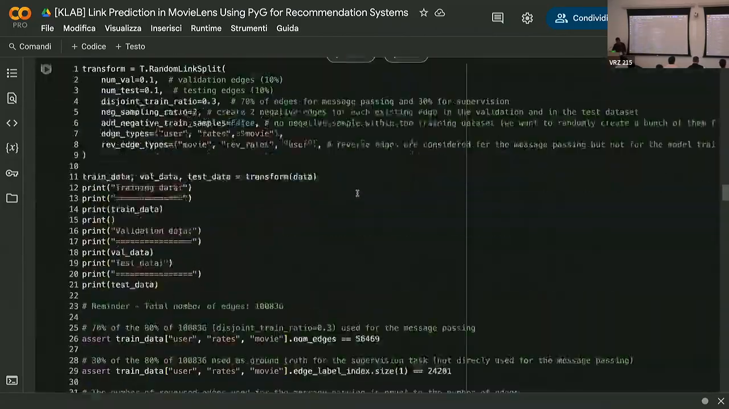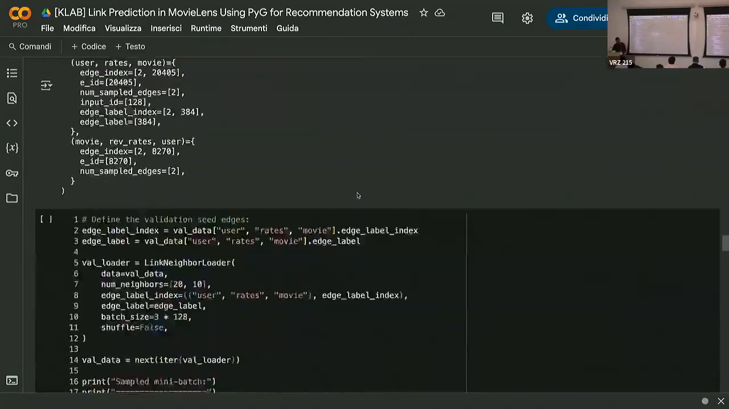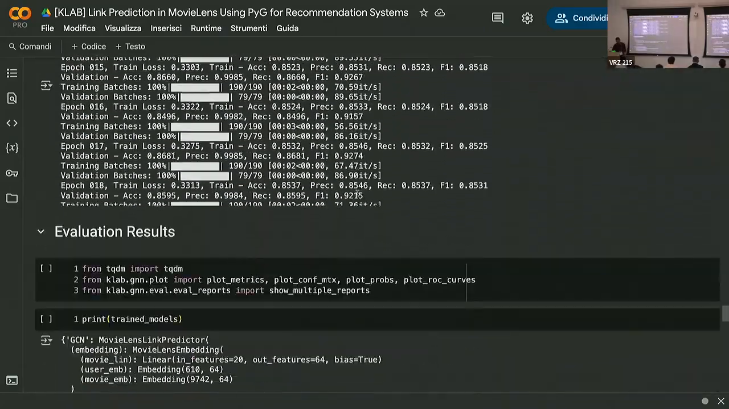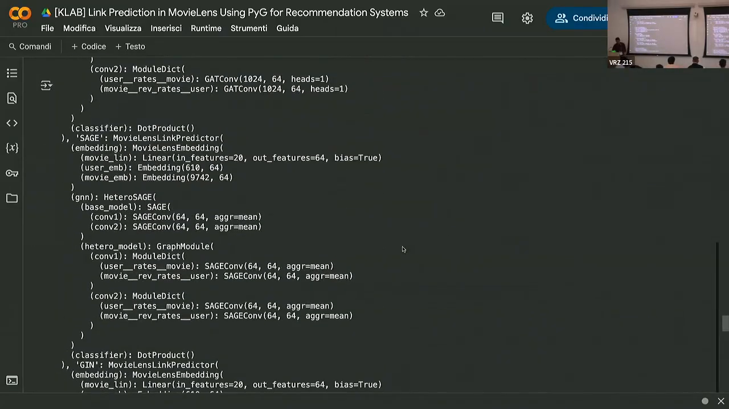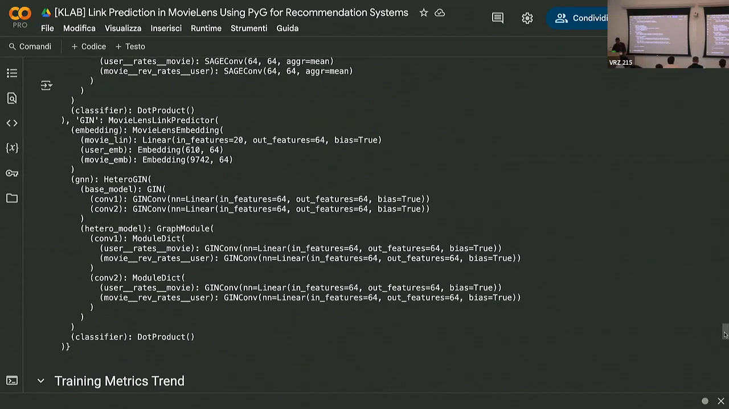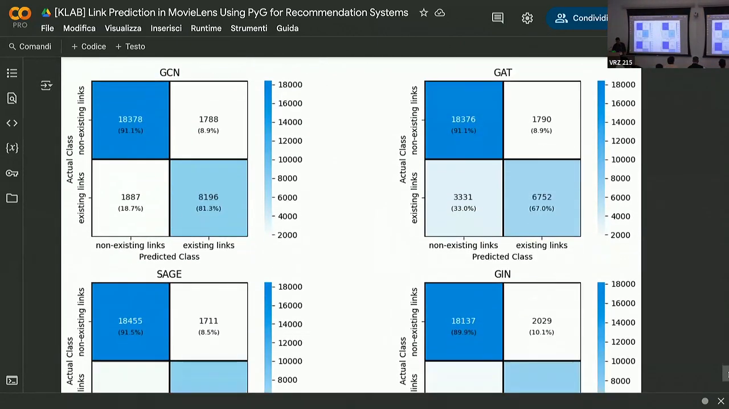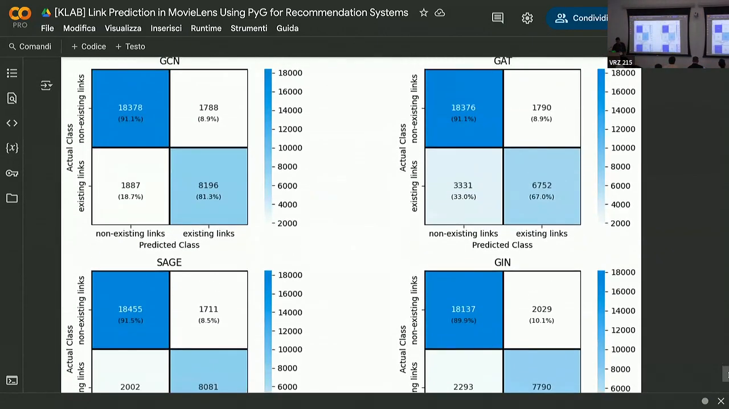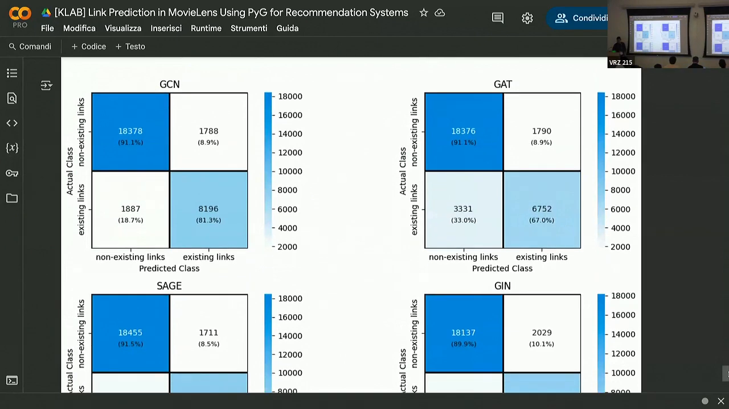You can have a look at the code for the training. I would like to go on the final results, again on the confusion matrices. And you can see that if your final objective is to predict if a user will like the movie, we should consider this quadrant. So basically the case in which the model correctly predicts an existing link.